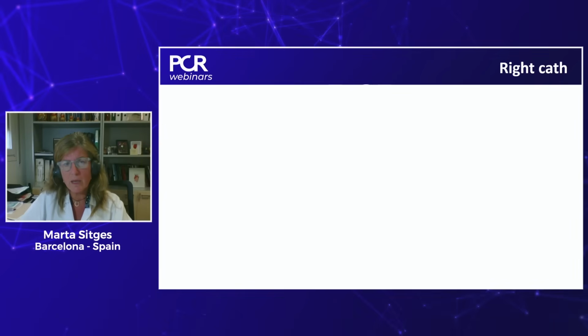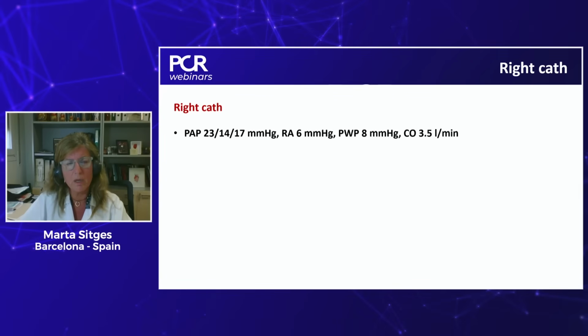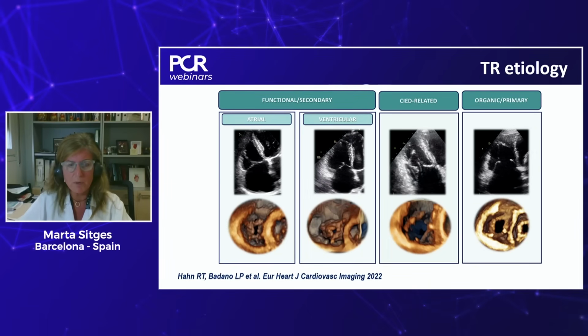As this lady had severe, or let's call it massive, tricuspid regurgitation, we also performed a right heart catheterization, also to exclude and to confirm that there was no pulmonary hypertension. These are the values of the findings with the right heart catheterization. As you can see, pulmonary artery pressures were within normal limits. There was elevated right atrial pressure and normal wedge pressure.